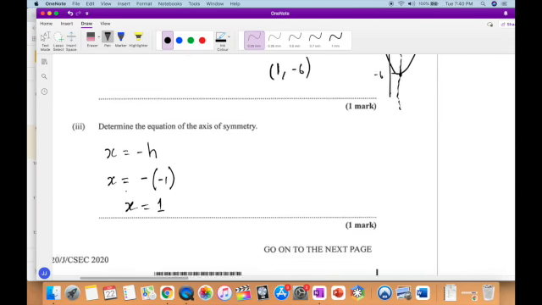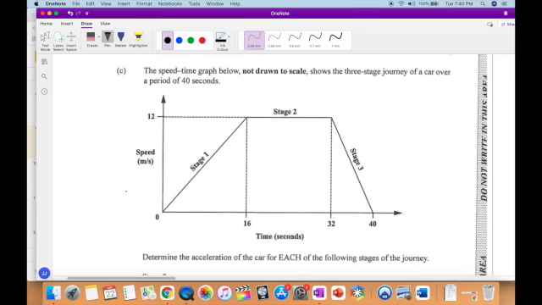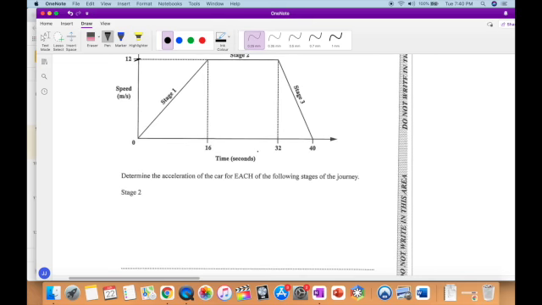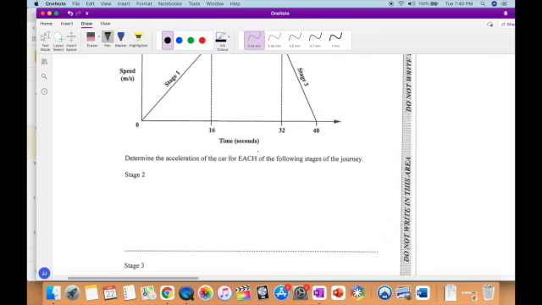Alright. So we have here the speed time graph below, not drawn to scale, which shows the 3 stages of a journey of a car over a period of 40 seconds. So we see 0 to 40, the time, and the speed in meters per second. So it gets as fast as 12 meters per second here. Determine the acceleration of the car for each of the stages of the journey.